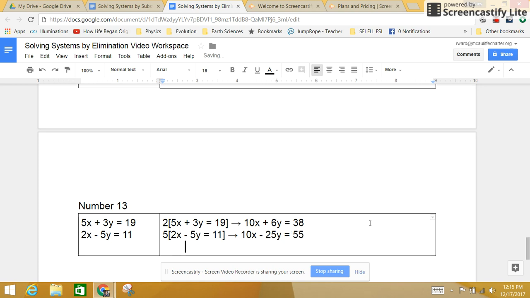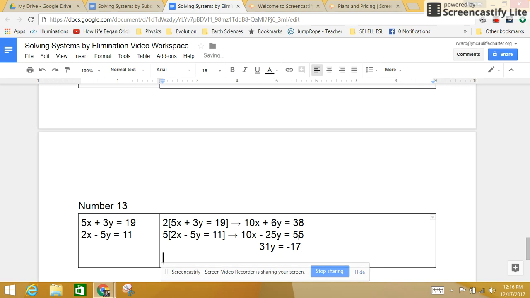So I'm going to go ahead and subtract these. 10x minus 10x is nothing. 6y minus negative 25y is going to be 31y. And 38 minus 55 is going to give me, well, if I reverse the subtraction, I'll end up with a negative, of course. So I reverse the subtraction. 55 minus 38, 5 minus 8, I've got to borrow. Makes the 50 a 40. Makes the 5 a 15. 15 minus 8 is 7. And 40 minus 30 is 10. So I've got 31y equals negative 17.